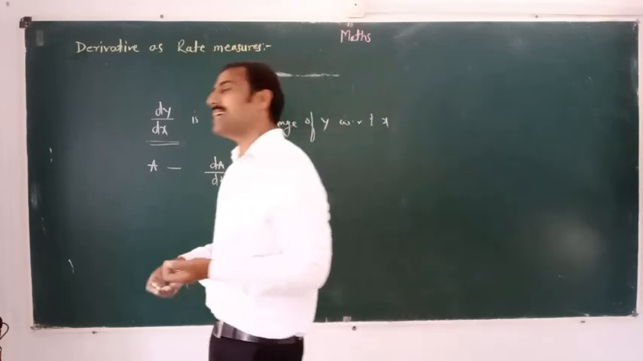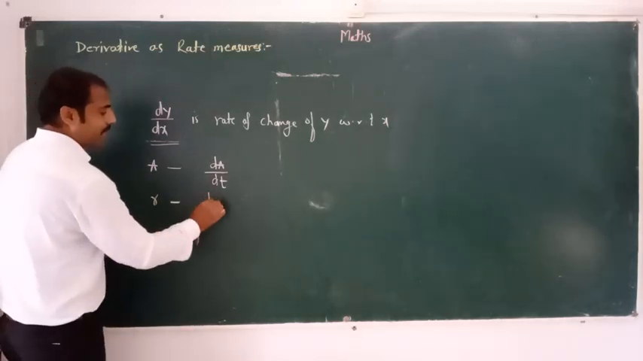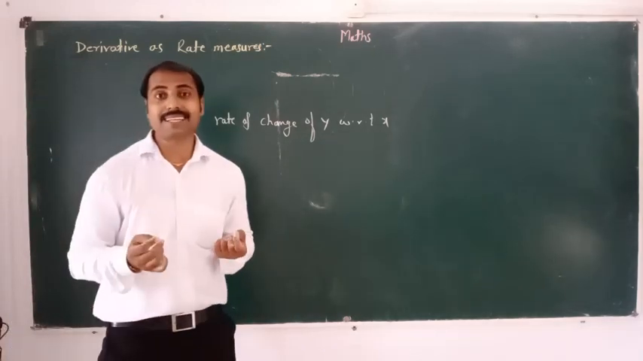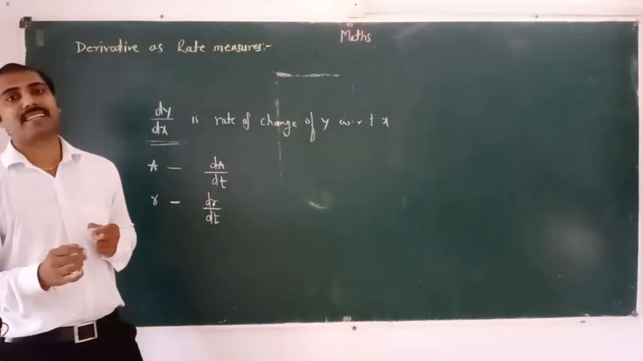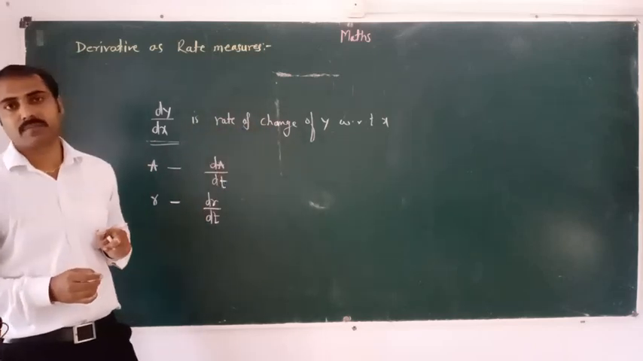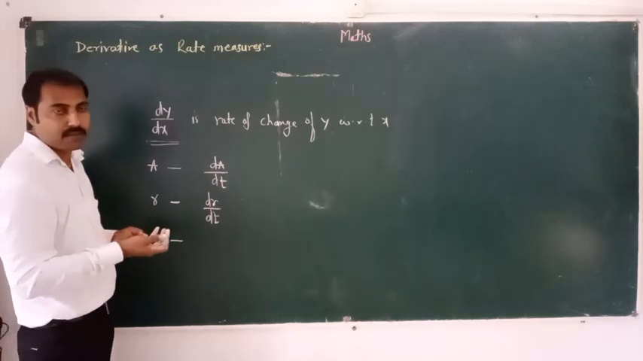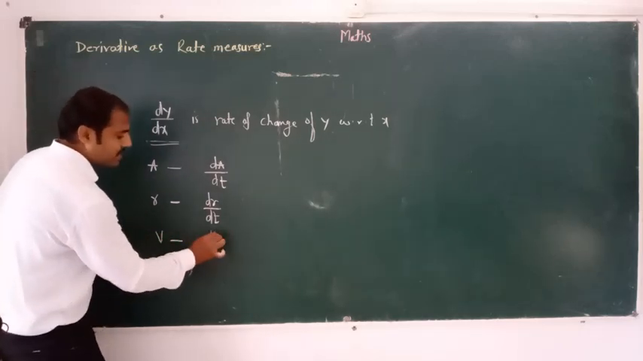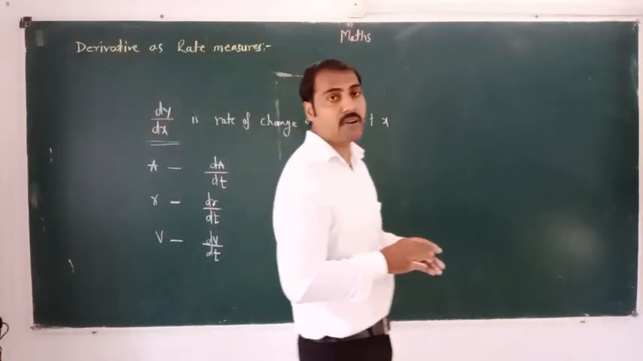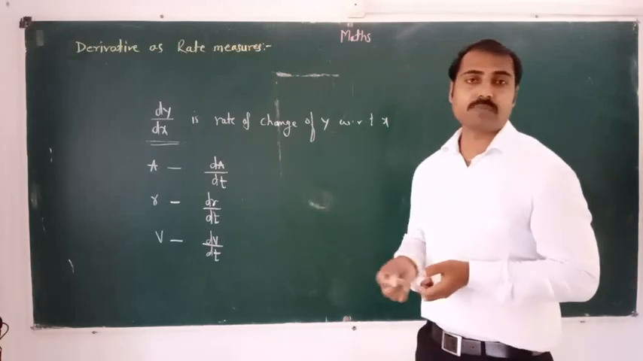If r is the radius of the circle, then what is the meaning of dr by dt? dr by dt is the rate at which the radius is increasing, or the rate of change of radius with respect to time. If V is the volume of a sphere, what is the meaning of dV by dt? dV by dt is nothing but the rate of change of volume with respect to time.